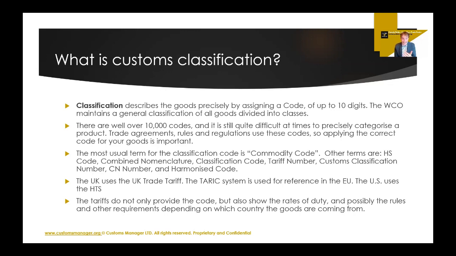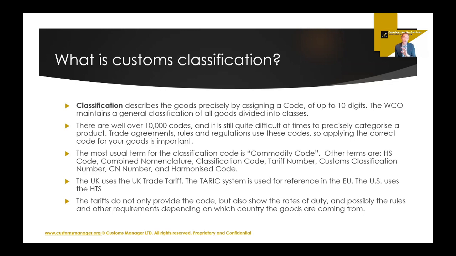The act that we're discussing here today is describing the goods precisely as they are in front of you by assigning them a code. And that's usually up to 10 digits. And it is the WCO, the World Customs Organization, that maintains a general classification for all goods into classes around these 6 digits. And then it's national tariffs and so on.